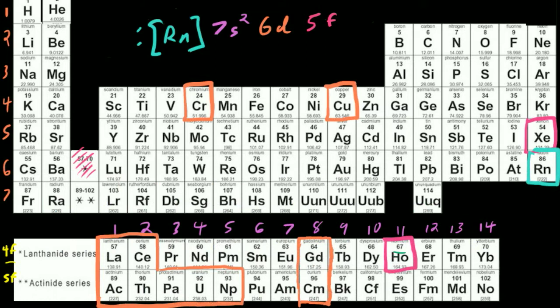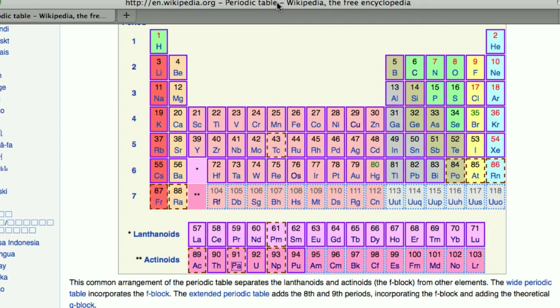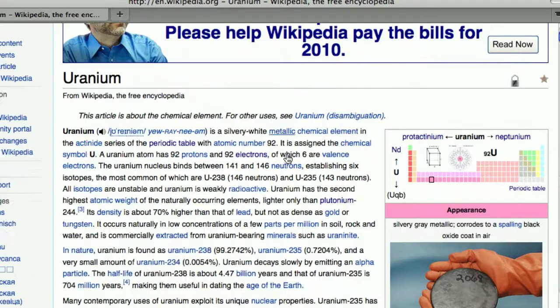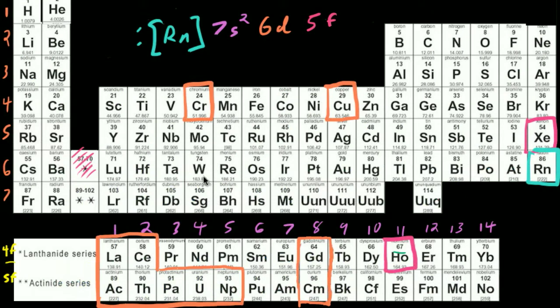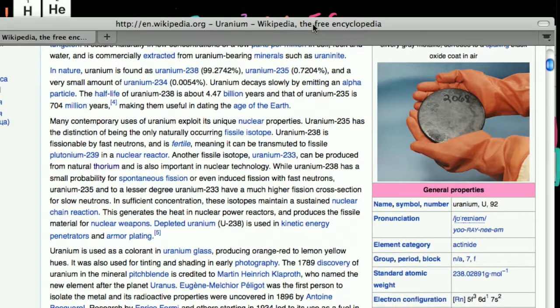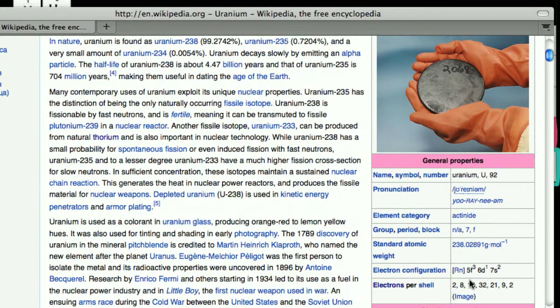Let's go on to the next one. Let's go on to uranium. I think we might have already done it in a past video, but we can take another look. What would we expect for uranium? Uranium is right here. We would expect radon, 7s2, 5f4, right? And what we actually get is 5f3, 6d1 in addition to our 7s2. So you can see that this is a little bit of an exception.